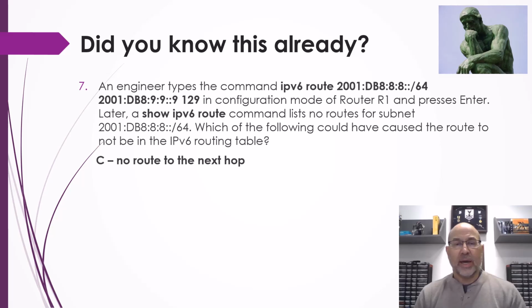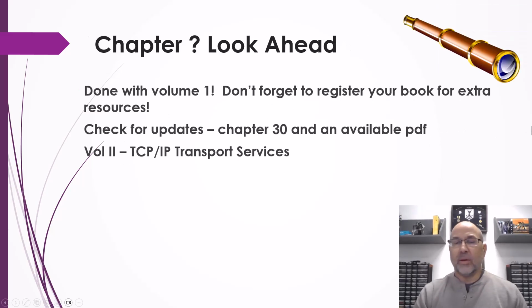And our last question: an engineer types the command IPv6 route to a prefix via 99::9 with an admin distance of 129 in the configuration mode of router 1 and presses enter. If we assume that there's nothing else going on, that means that we're not in an admin distance problem anymore. That means that this forwarding destination can't be reached by the router, meaning that this router is not connected to that particular network, and so there was no route to the next hop, so it doesn't appear in the routing table.